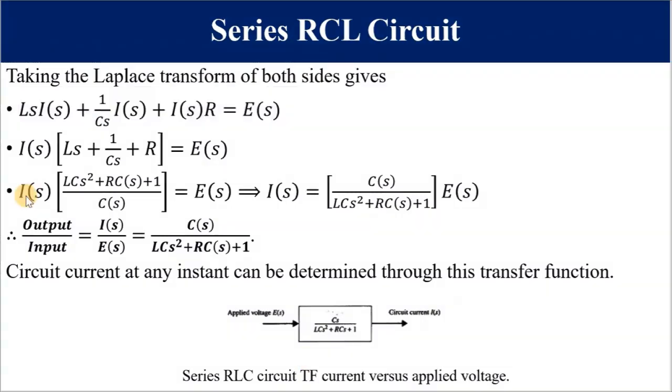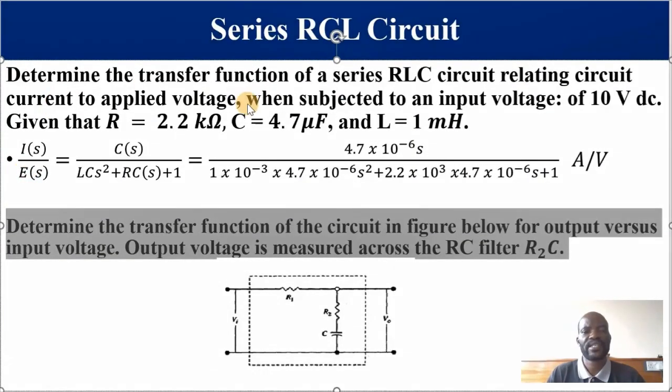Please take note, you must be able to apply any of these equations that we derived for RC, RL as well as RLC. Worked example: determine the transfer function of a series RLC circuit relating circuit current to applied voltage when subjected to an input voltage of 10 volts, where the resistor in the circuit is 2.2 kilo ohms, the capacitor 4.7 microfarads, and the inductance 1 millihenry. This is the transfer function, and we are going to put in some values. The capacitor 4.7 times 10 to the power minus 6, 1 times 10 to the power minus 3 henries, S squared plus R, and this is our C plus 1. Punch it in your calculator, but this is the transfer function, amperes per volt.